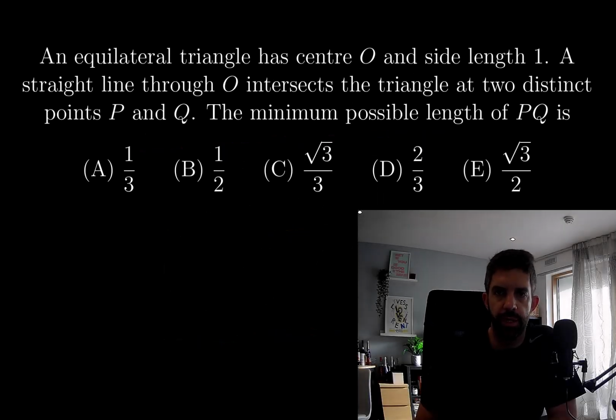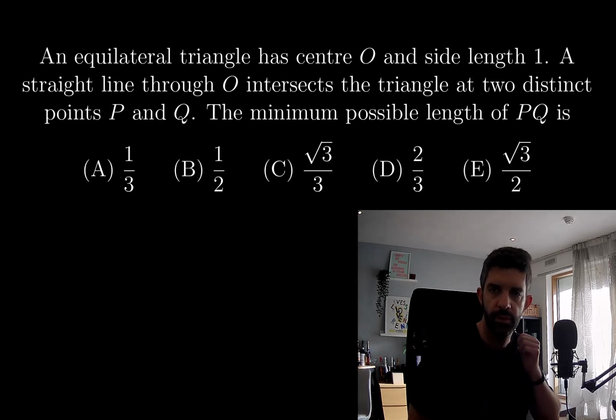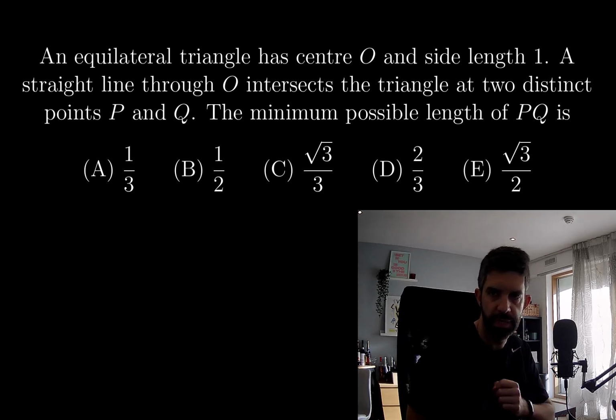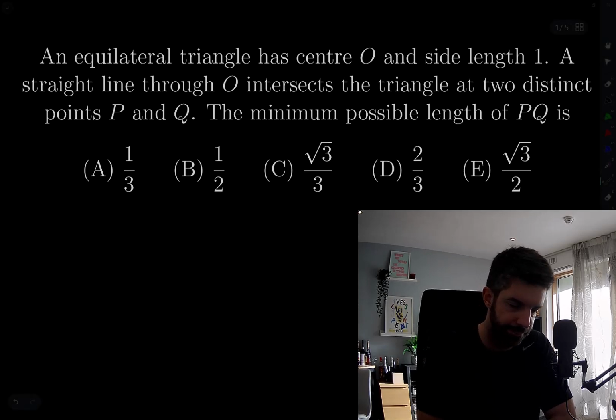An equilateral triangle has center O and side length 1. A straight line through O intersects the triangle at two distinct points P and Q. The minimum possible length of PQ is one of these quantities.